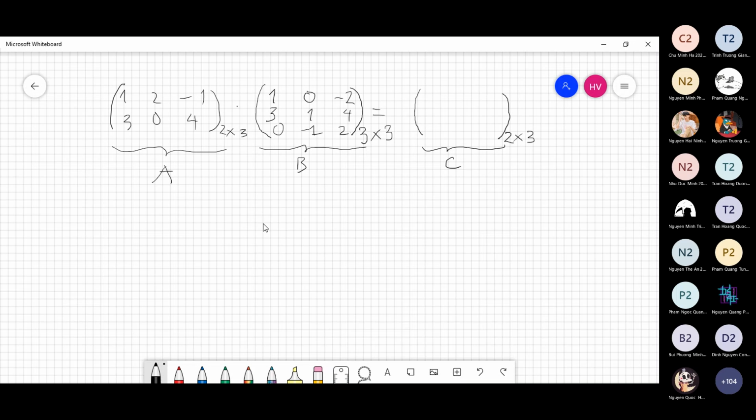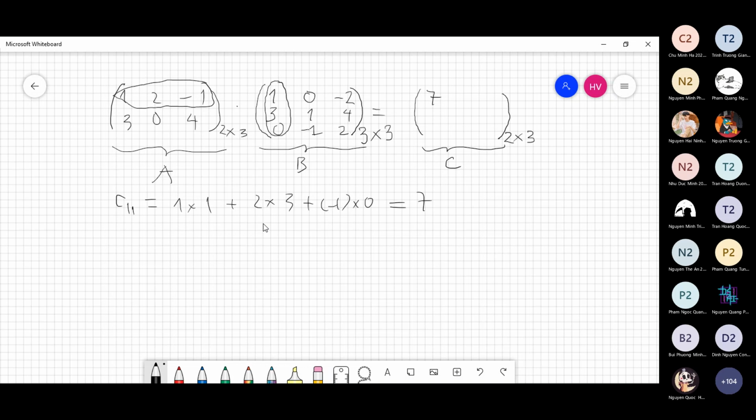Then now we want to find all the entries here. So let's start with C11. C11 just means the entry on the first row and first column. So it should be obtained by multiplying the first row here and the first column here, right? So it is 1 multiply 1 plus 2 multiply 3 plus minus 1 multiply 0. And you obtain 1 plus 6, 7, right? So therefore you can write here 7.